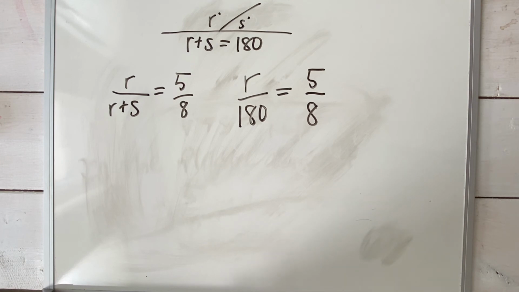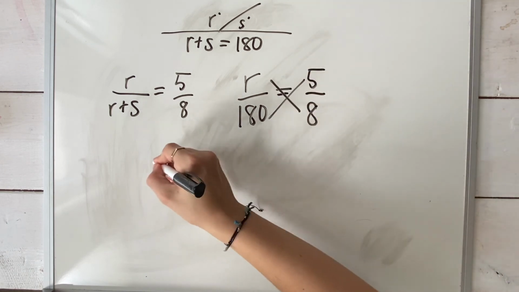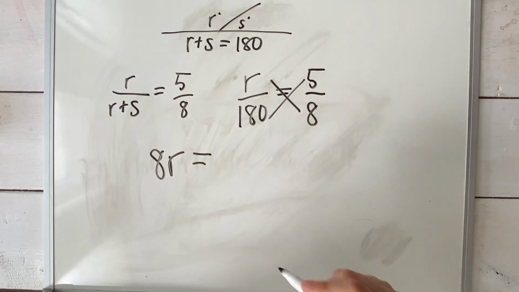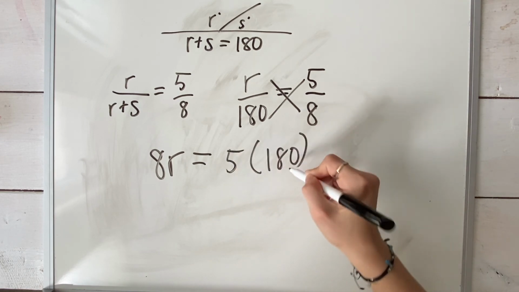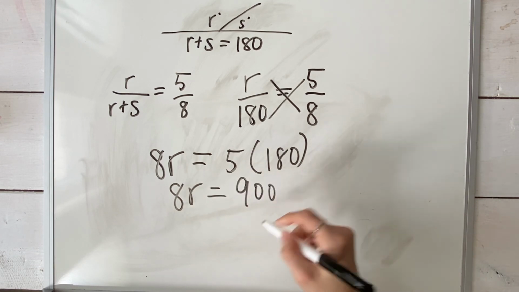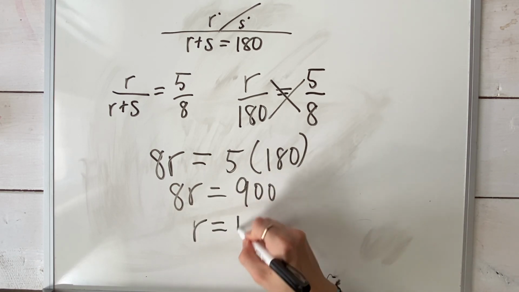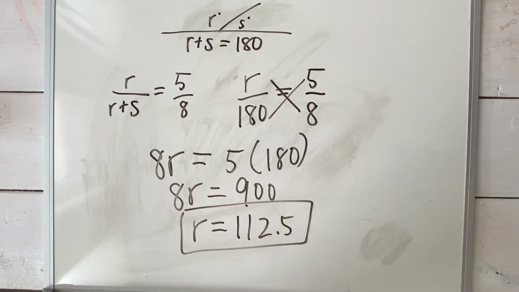Now we have a simple algebraic equation with one variable. Let's cross multiply. So R equals 112.5, and that's the answer that we write into the box.